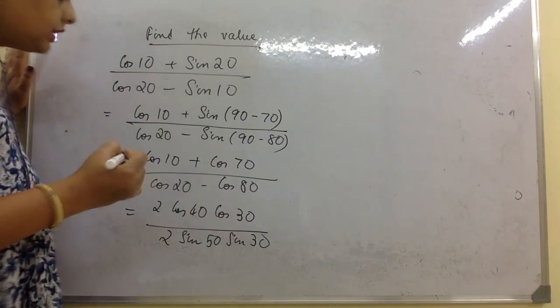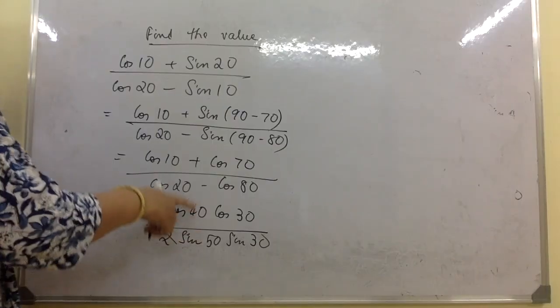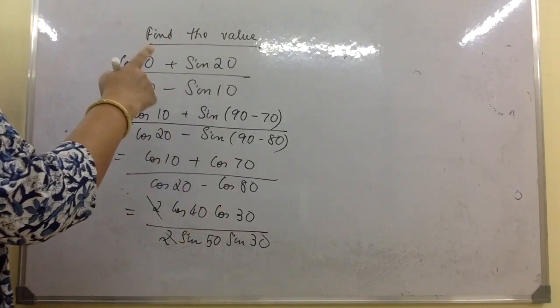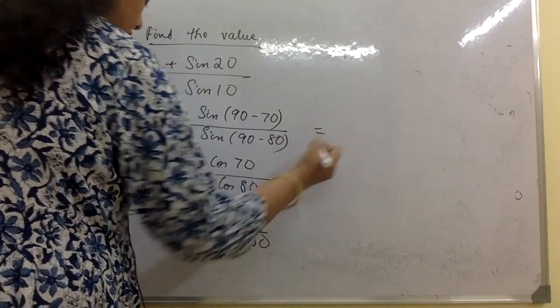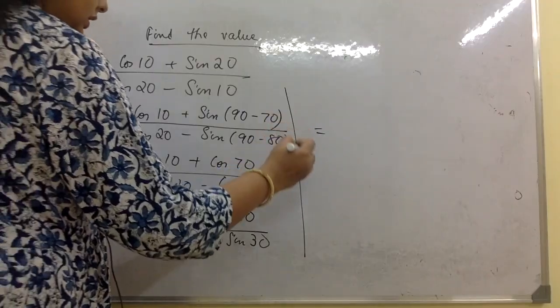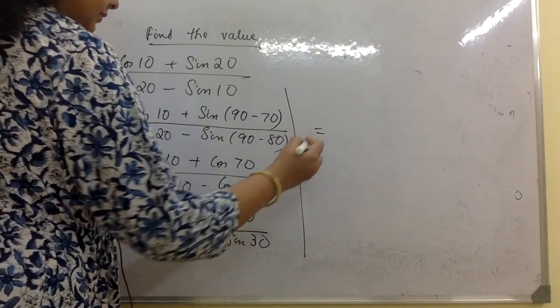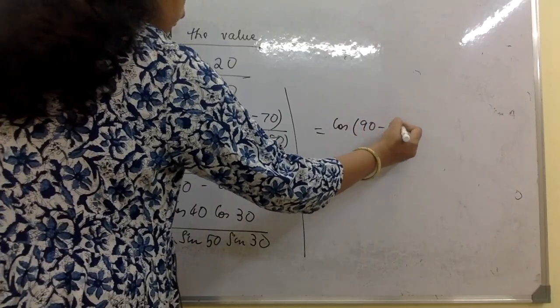Okay, sine 50 and sine 30. Now cut this out. Still we are not able to reach any value. So what to do now? Now we will write here cos 40, and cos 40 is cos (90 minus 50).